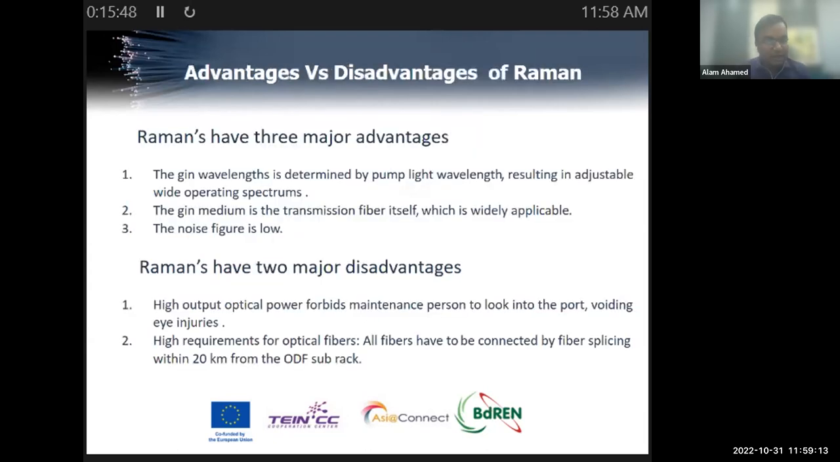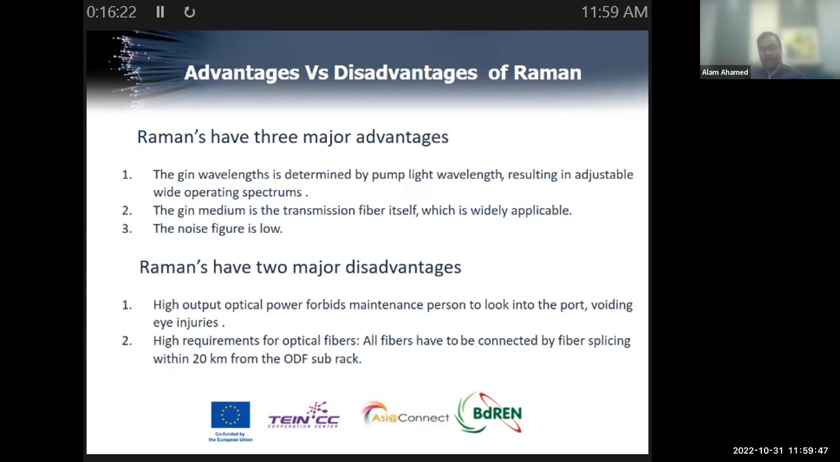Advantages and disadvantages of the Raman amplifier. First, the gain wavelength is determined by the wavelength of the pumping light, so there is a stable, wide operating spectrum. Second, the gain medium is the transmission fiber itself, so it is widely applicable. Third, the noise figure is lower than the EDFA by an order of magnitude. Disadvantages of the Raman amplifier: Raman amplifier also has shortcomings.